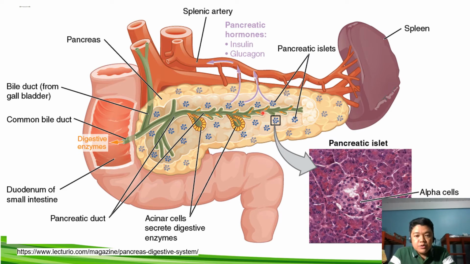So going back to our pancreatic duct, the main function of the pancreatic duct is to convey the pancreatic juices containing the digestive enzymes, and this will be conveyed towards the common bile duct towards the duodenum for the digestion.